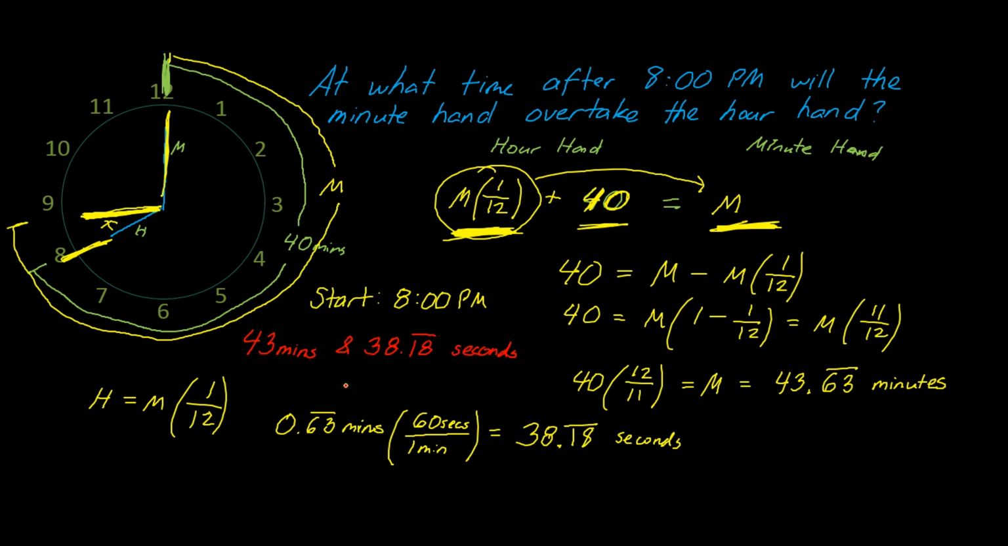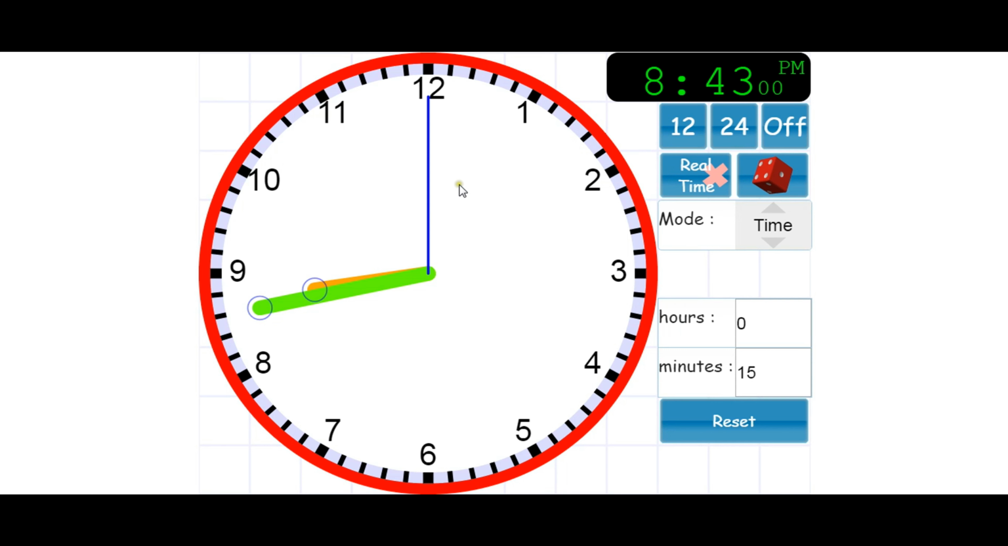And if we check again our analog clock, we see that it is really somewhere in between 43 and 44. And it happens when this second hand is somewhere here. This is 38, this is 39, so 38.18. I cannot actually move this. So it's somewhere between 38 seconds and 39 seconds.